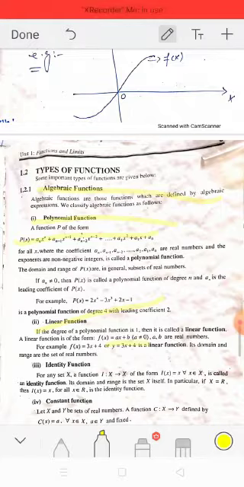So this could be the identity function. The identity function maps onto itself.